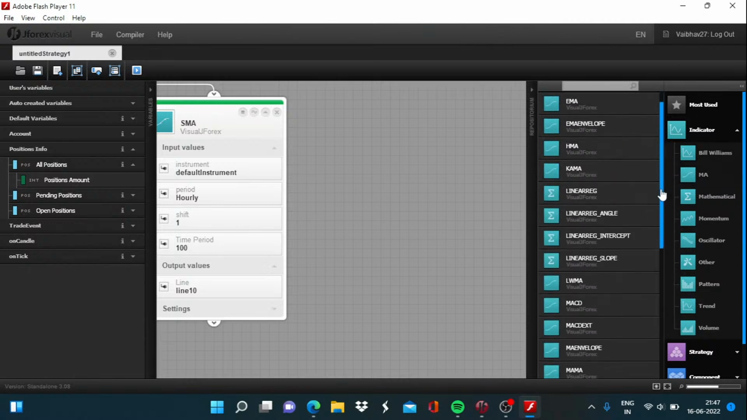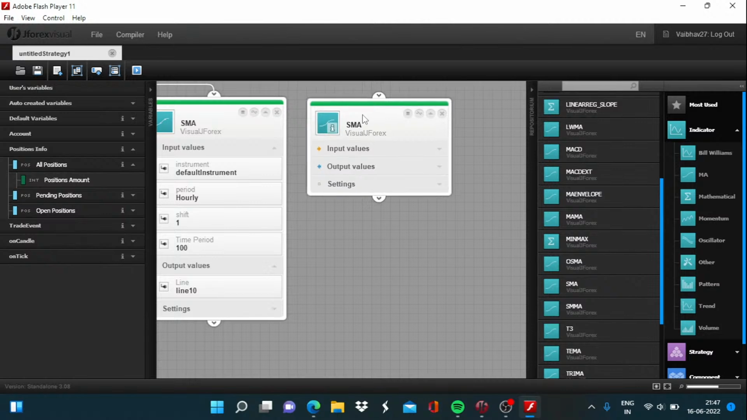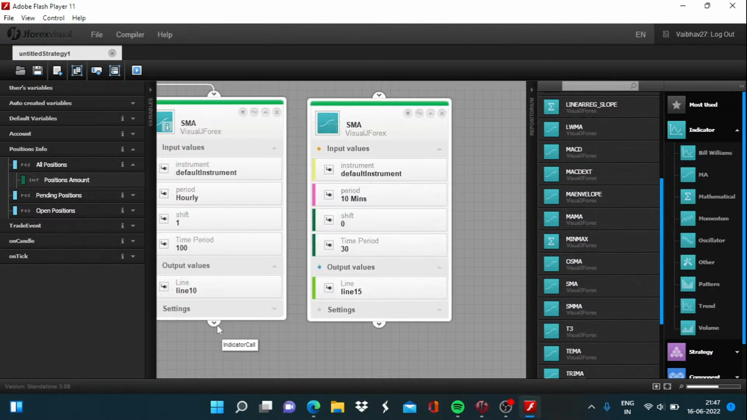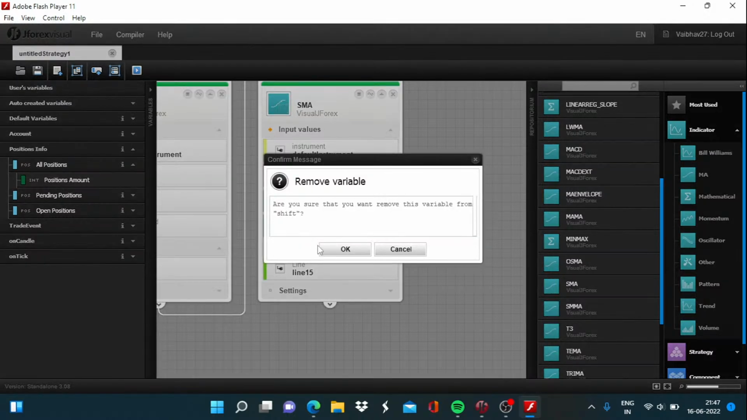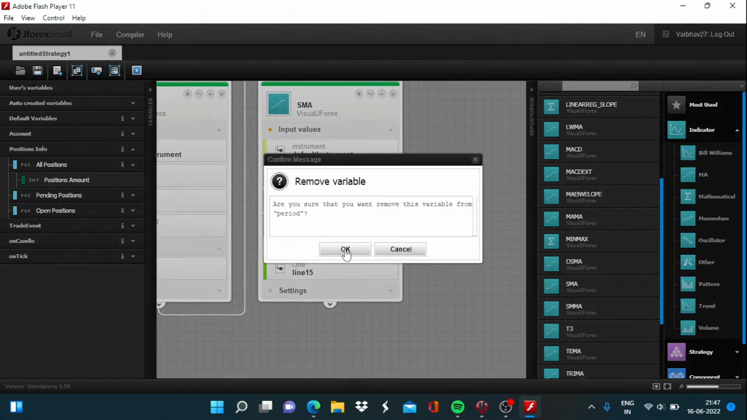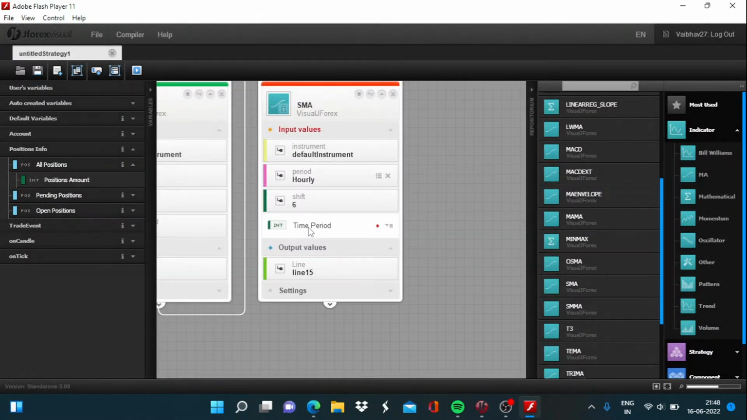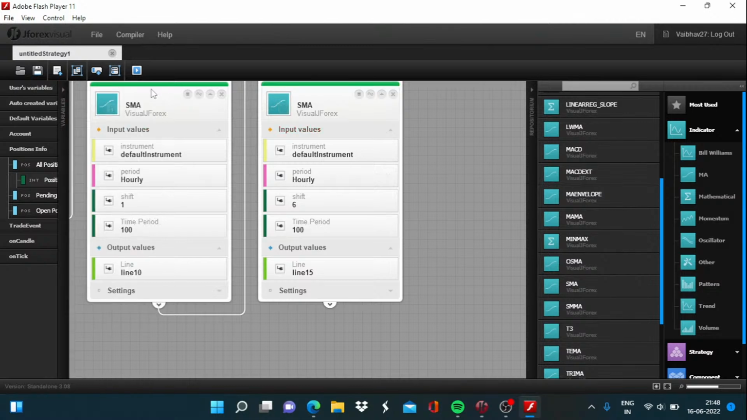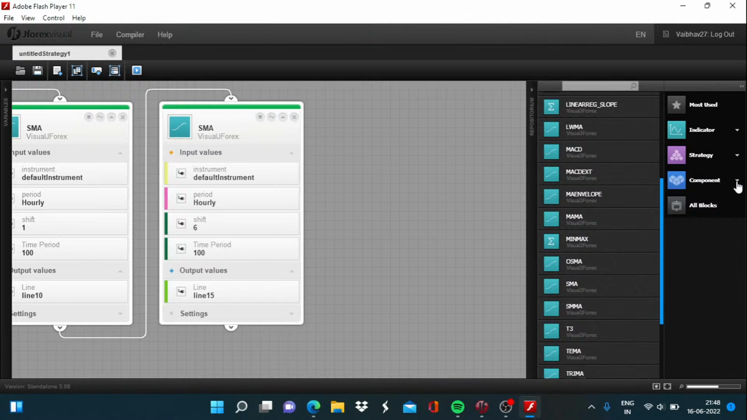So I will take SMA indicator block with shift value of 6 and candle period of hourly, time period of 100, components.